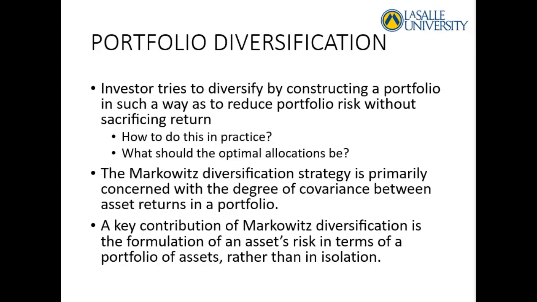Now, this is easier said than done. Achieving this in practice can be more difficult than just talking about it. And the more obvious question that comes into play is, after I have identified assets that have negative correlation and that move in opposite directions, how should I allocate my investment money amongst those assets so that my portfolio is the most efficient portfolio? So Markowitz's diversification strategy is primarily concerned with the degree of covariance between asset returns in a portfolio.